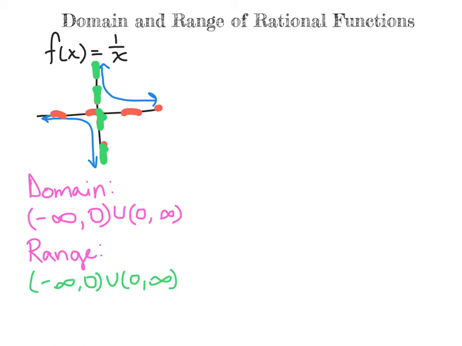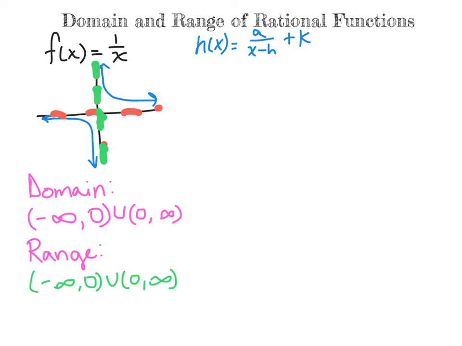So let's try another function. Remember from earlier this year we talked about the generic function of a rational equation. So we've got a over x minus h plus k. And remember that h is what's going to shift your function left and right. k is what's going to shift your function up and down. So let's do another example.